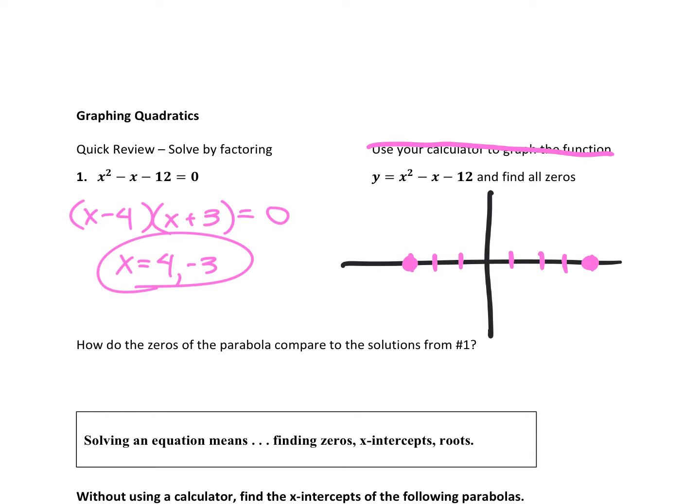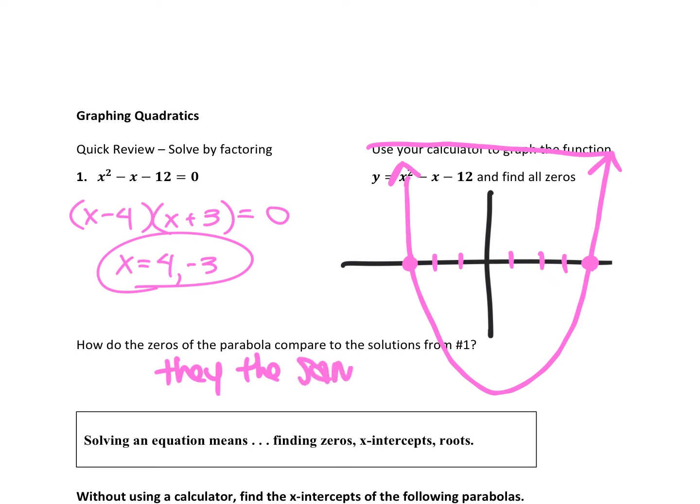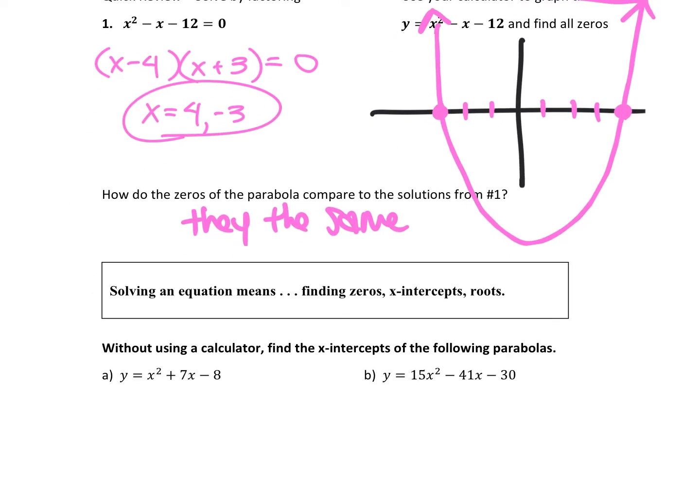And if I remember anything about quadratics, I know that this quadratic opens which way? Up. So it would look something like that. Yes? So how do the zeros of the parabola compare to the solutions from number 1? They are the same. So all you need to know, if you are asked to find the zeros, the x-intercepts, the roots, the solutions, they want you to find the x values. It could be the x-intercepts. It could be solving by factoring. It could be solving by quadratic formula. Pick your method. You're going to solve it.